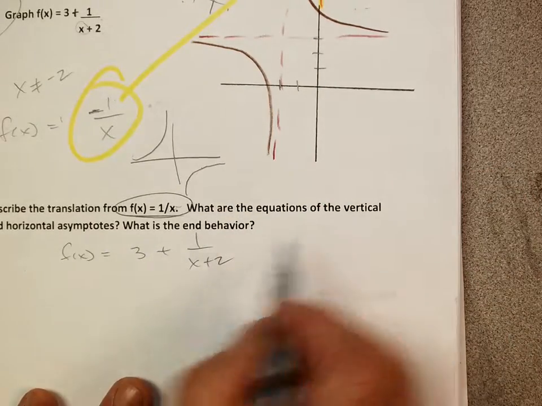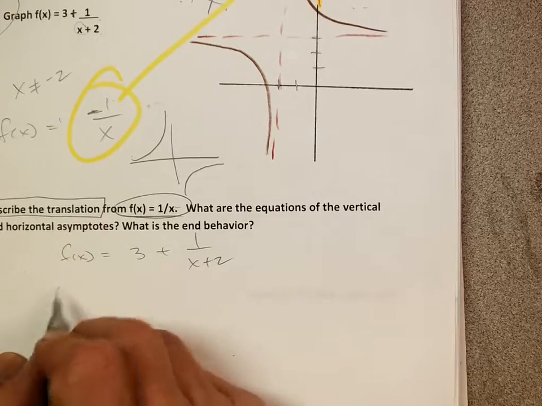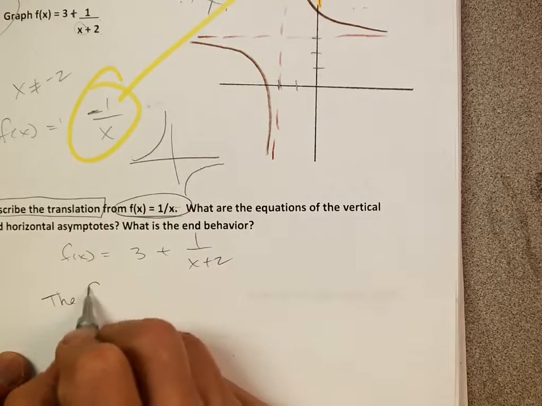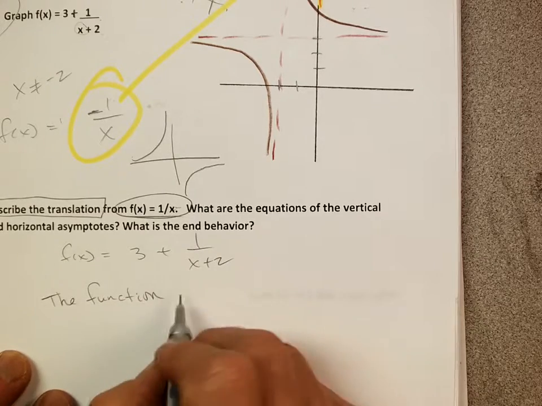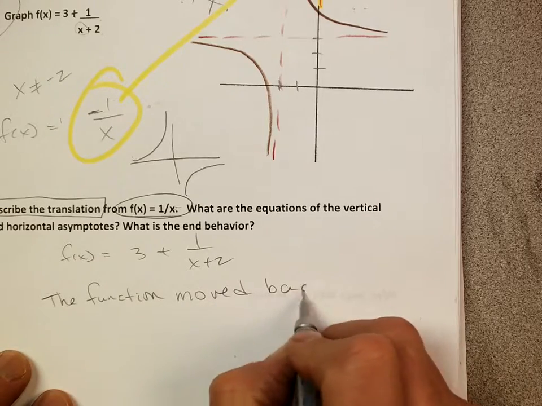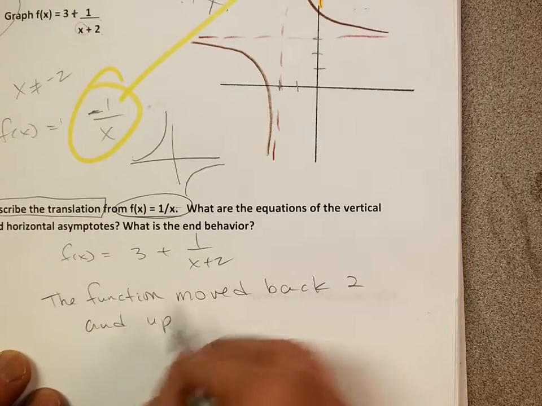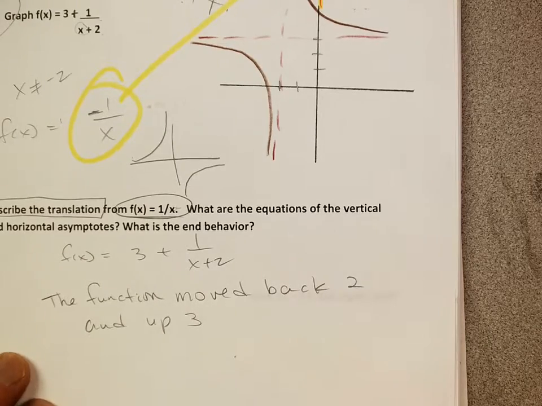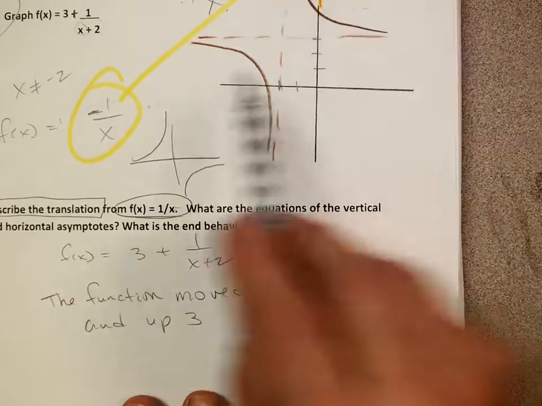So if I describe the translation, I would say the function moved back 2 and up 3, right? Now, what about the equations for the vertical and horizontal asymptote? So I really do have both.